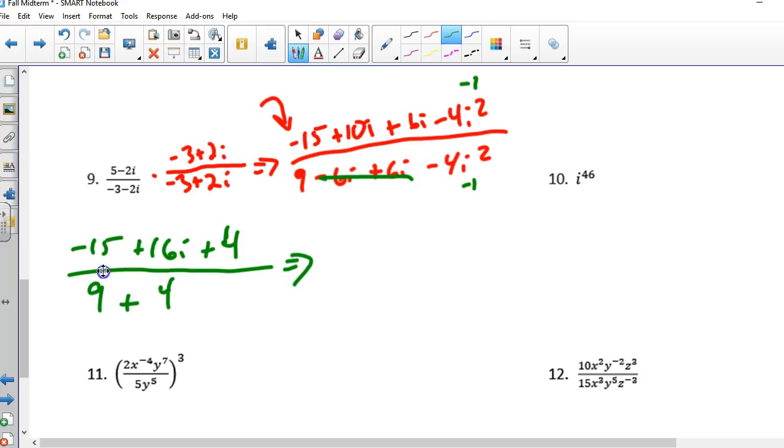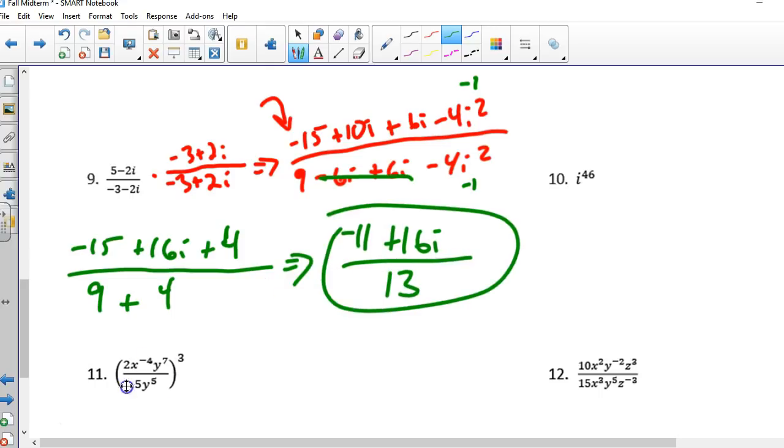So now, we simplify, look at your like terms. Now you have negative 15 plus 4, that's going to be negative 11. And then we have plus 16i. And at the bottom, 9 plus 4 is 13. So there's your solution for number 9. Now, back to the original video.